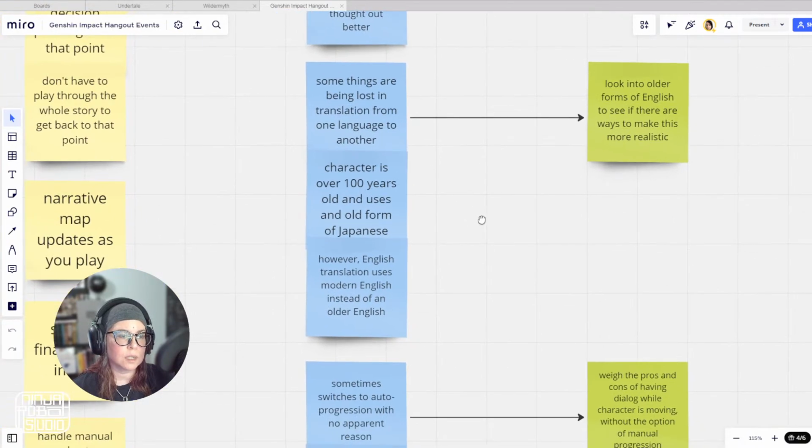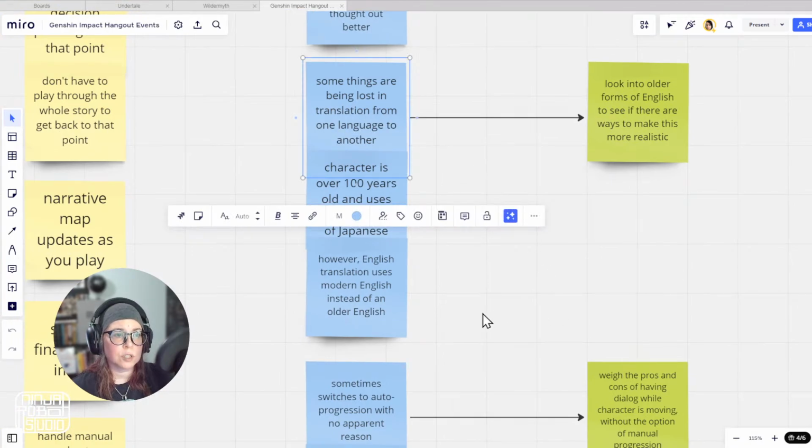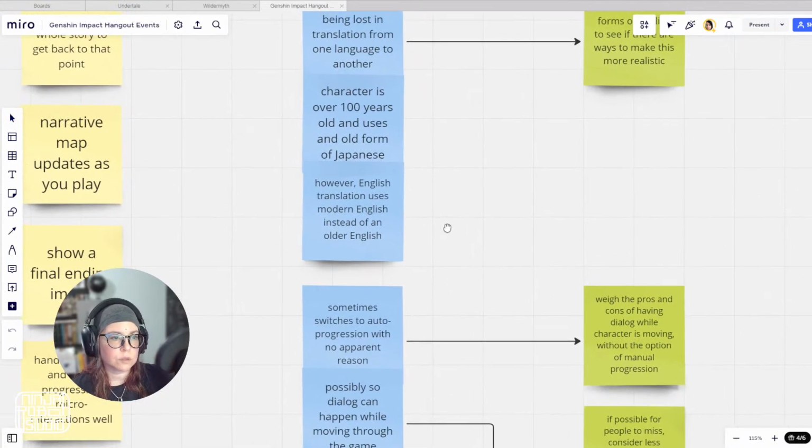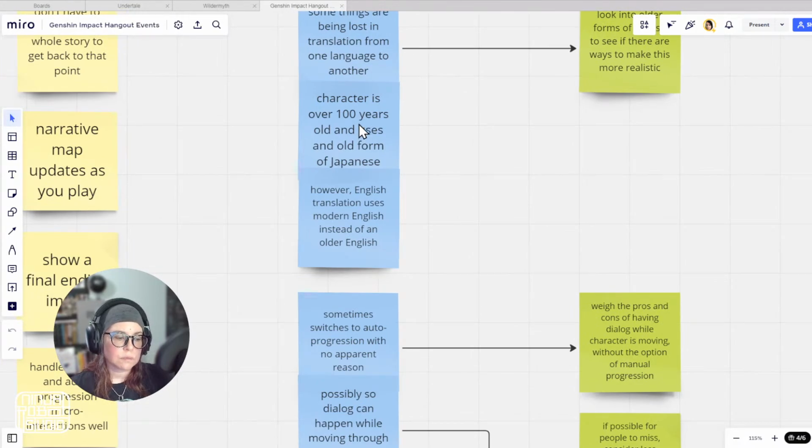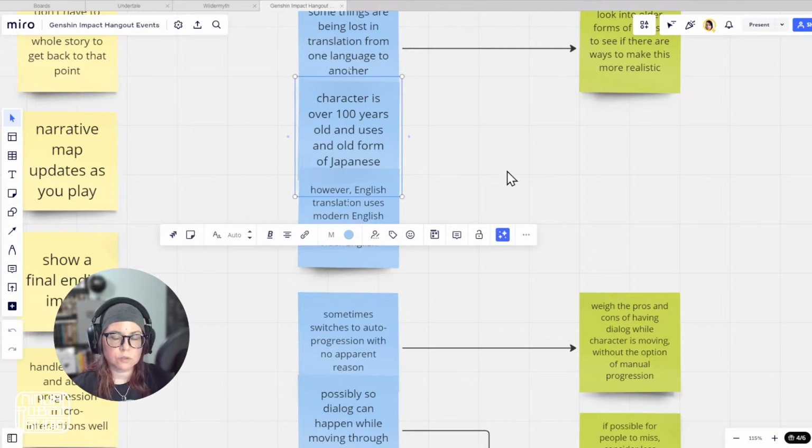Yeah, and I kind of mentioned that today too, because I encountered it again today, that some things are being lost in translation from one language to another, and I talked about that as well. Maybe in part one, but this character, Partisan, is over 100 years old. She was stuck in time. And now she's released from stasis or whatever, and so she's 100 years older than the current people, even though she looks young. She's actually a lot older, and so her language in Japanese is Old Japanese. It's an old form of Japanese.